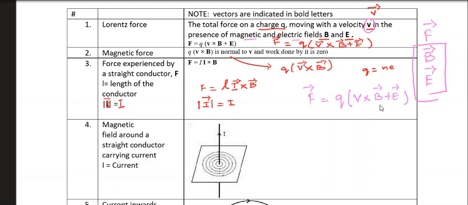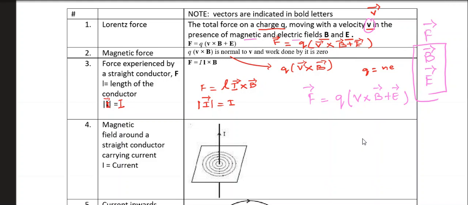So this is the total field, and that is subjected to what? A cross product with this. So Q of V cross B, that is normal to the velocity, and the work done by it is 0. Listen, this magnetic force Q into V cross B is normal to the velocity, and therefore the work done is 0.